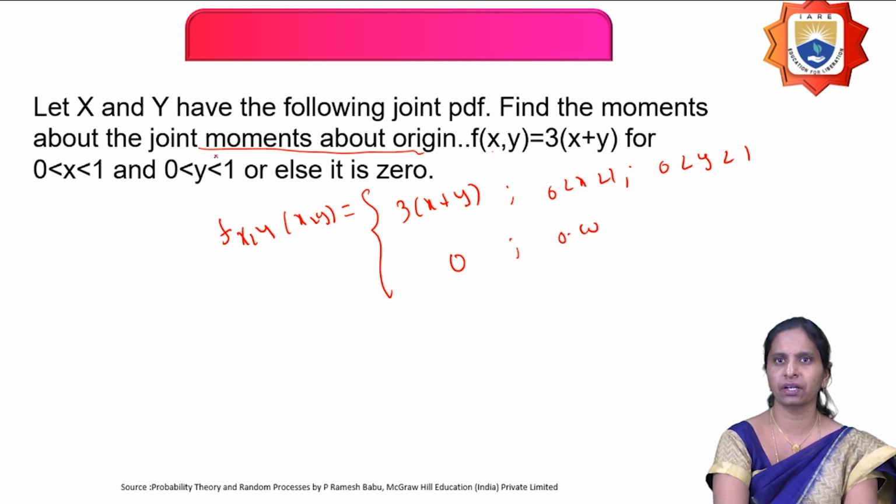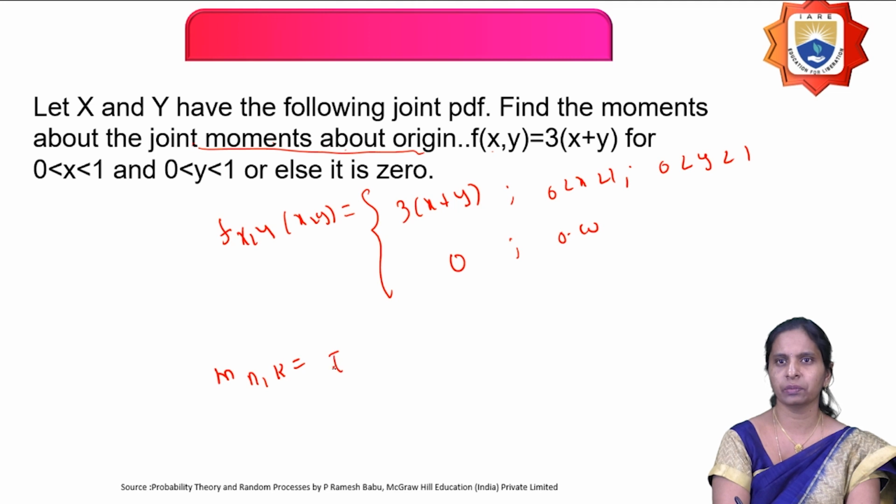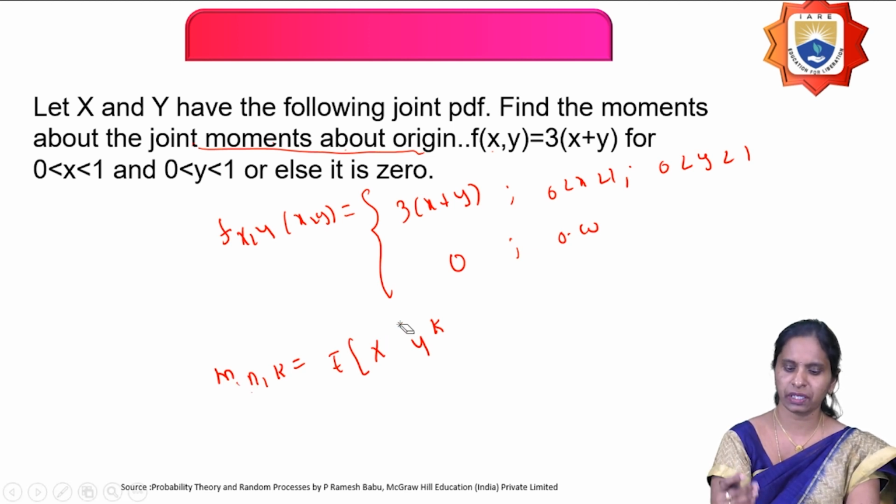What you have to calculate? You have to calculate the joint moments about the origin. It's nothing but M suffix n comma k. What is that? Nothing but expectation of x power n into y power k, where the order of x is n and the order of y is k.